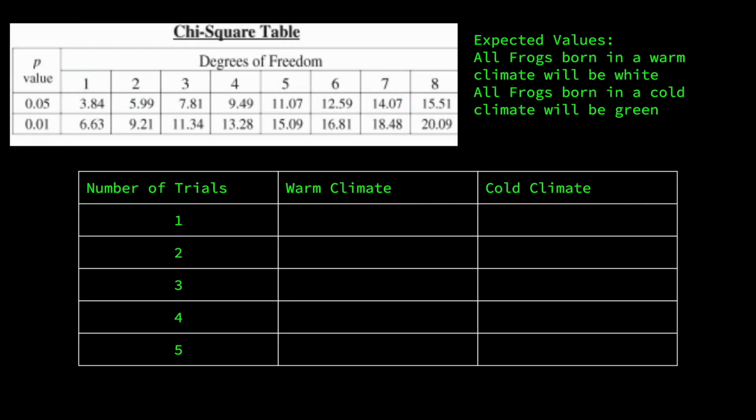So for my experiment, my expected values will be all frogs born in a warm climate will be white, while all frogs born in a cold climate will be green. The number of trials I will be taking during this experiment is 5.